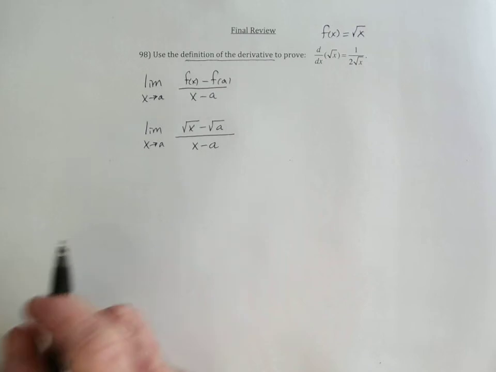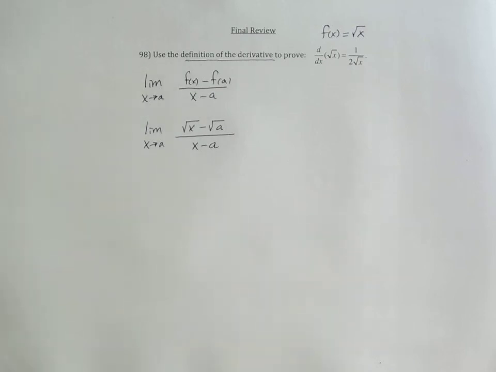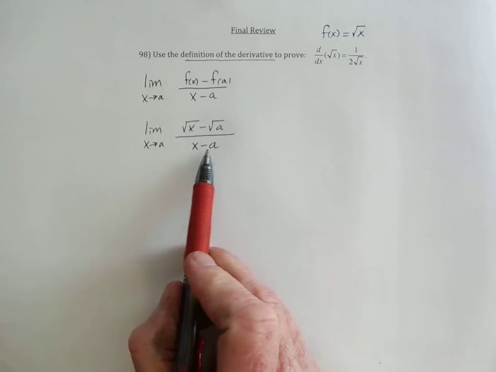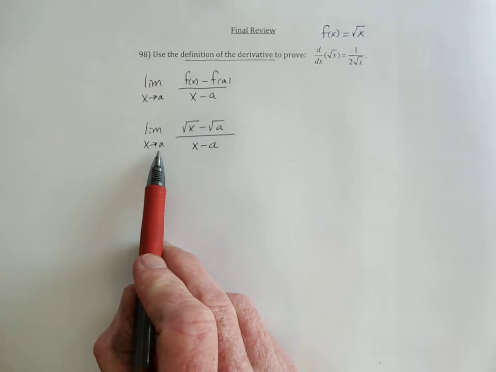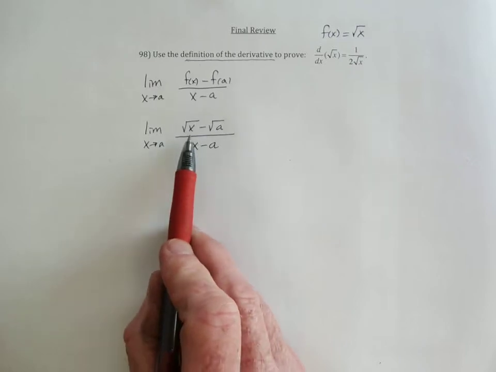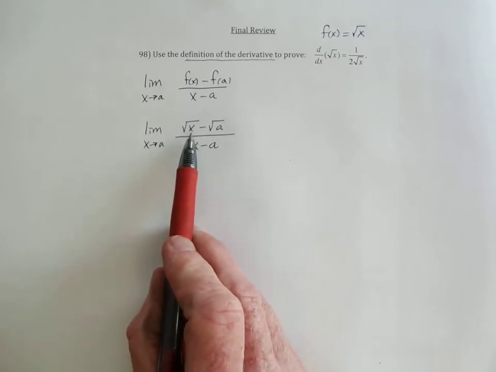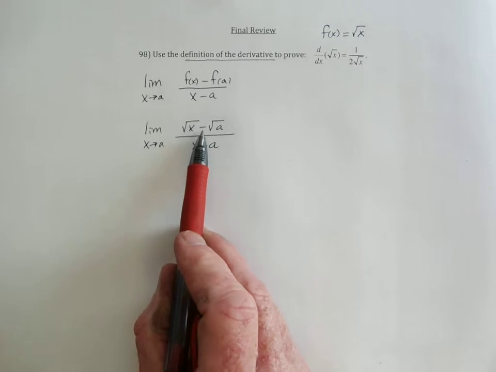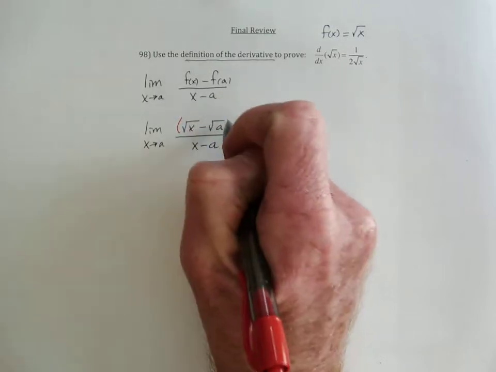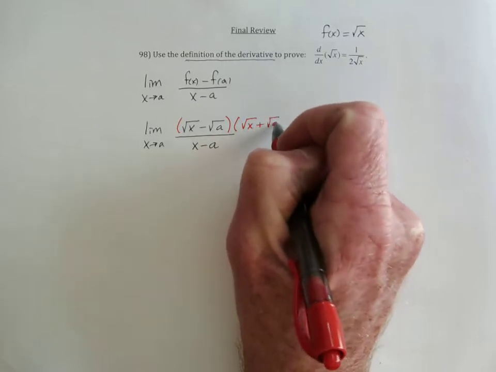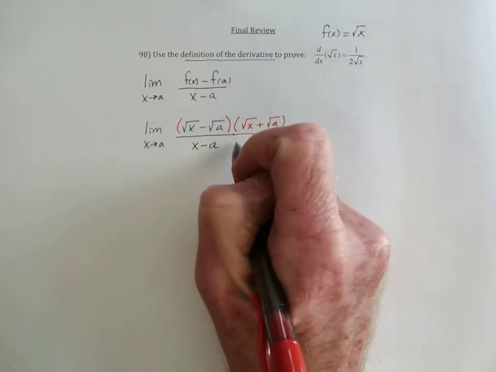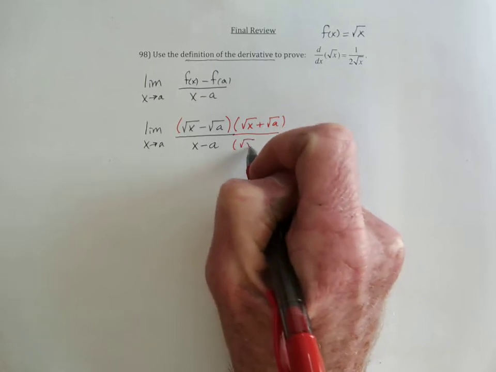And now we need to do some algebra to simplify, and the goal is to get this x minus a to cancel, and then we can go ahead and substitute that x becomes an a. So in order to do that, use the conjugate, which will be the square root of x plus the square root of a. Multiply on the top by that, and multiply the bottom by that.